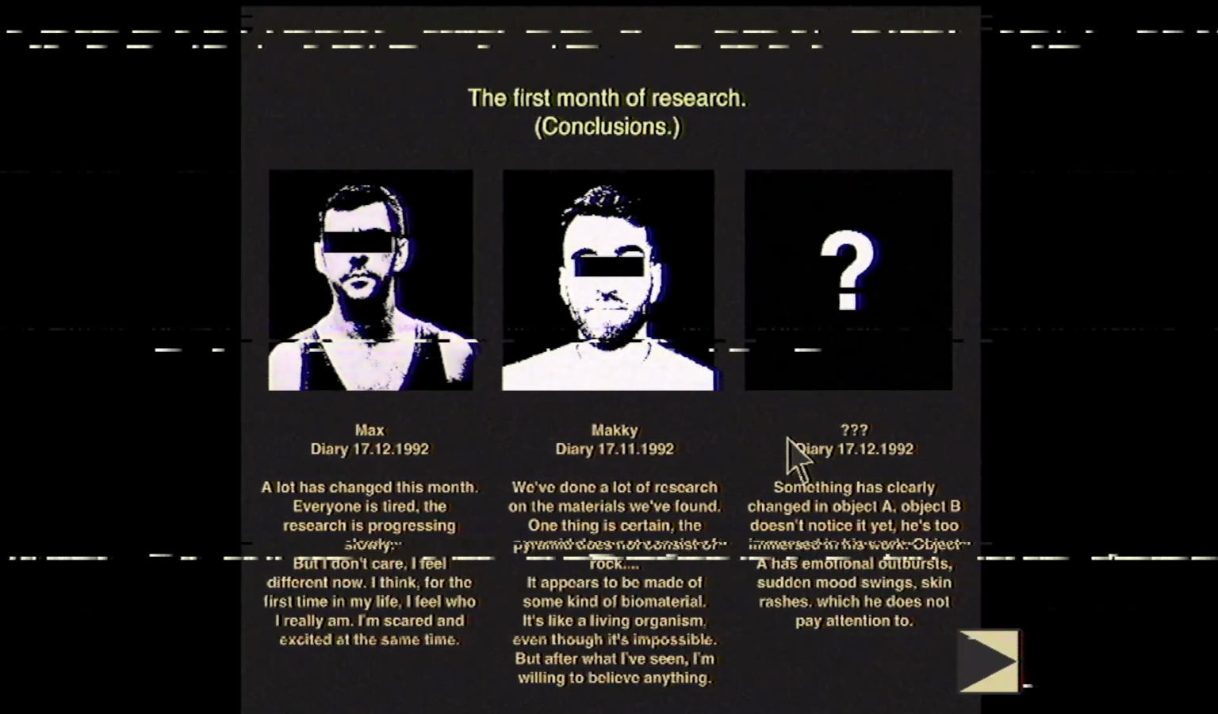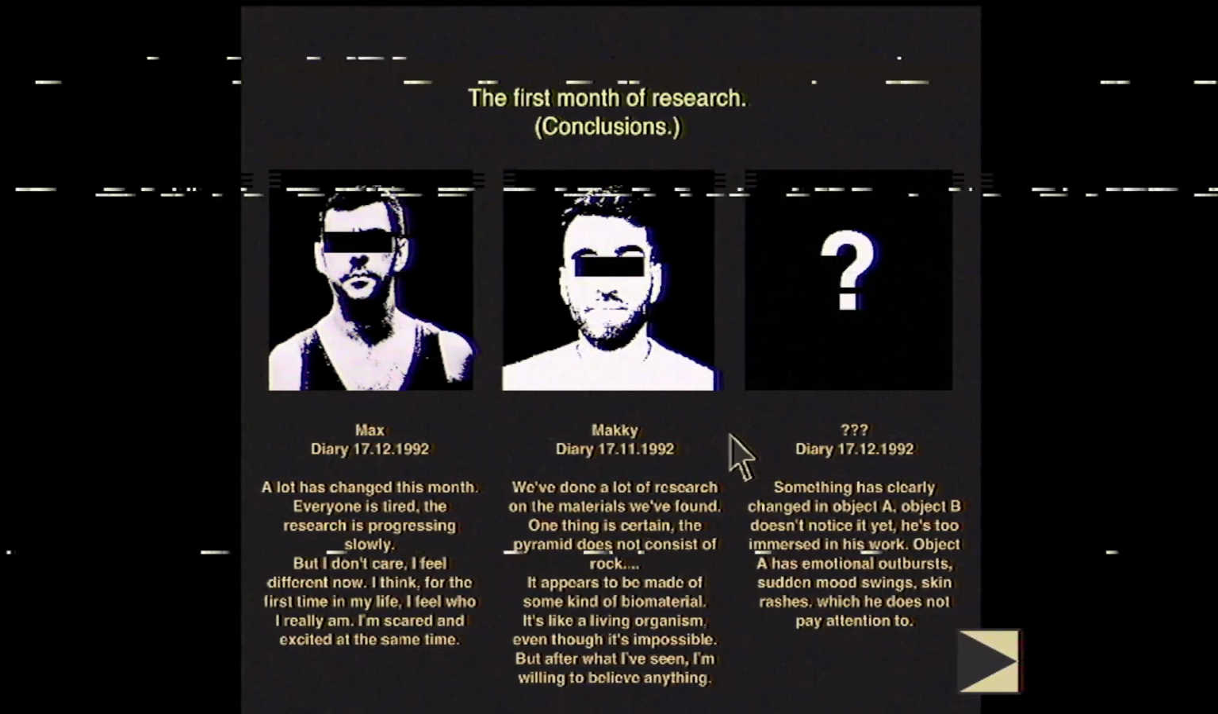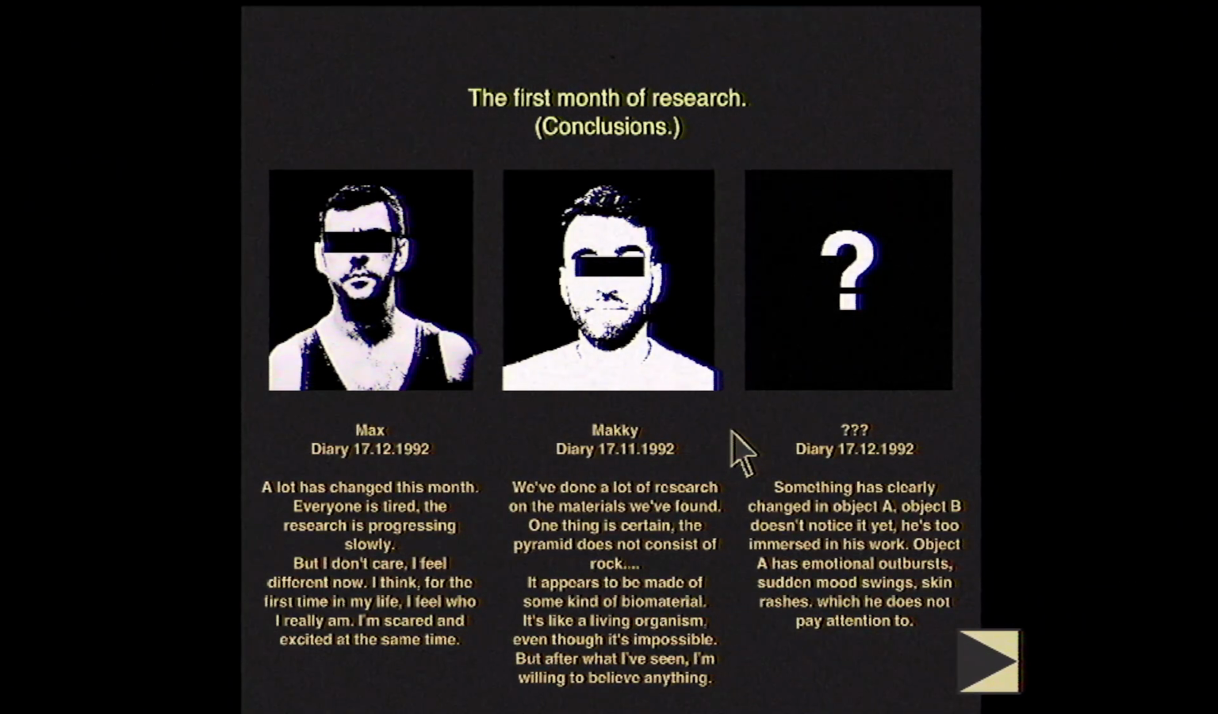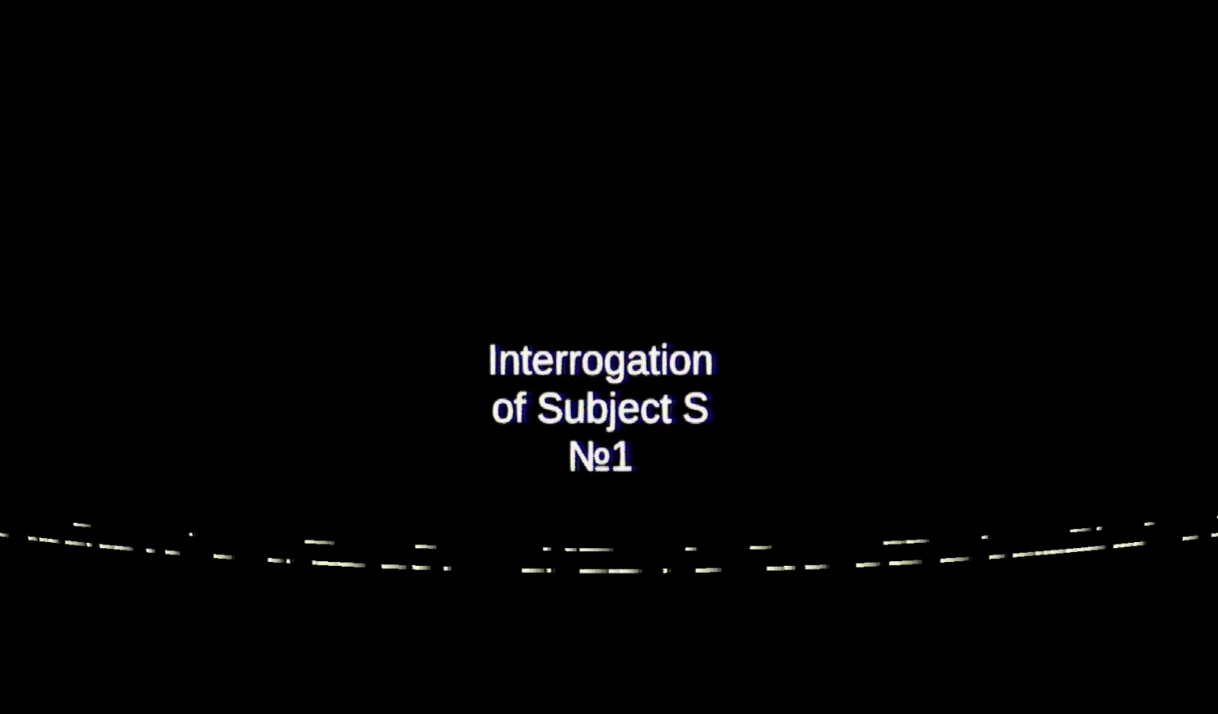Let's change to subject A. Subject B hasn't noticed. He's too immersed in his work. Object A has emotional outbursts. Oh, I guess just object instead of subject. Sun, mood swings, skin rashes, which he does not pay attention to. He's got the mush. Interrogation of subject S, number 1.